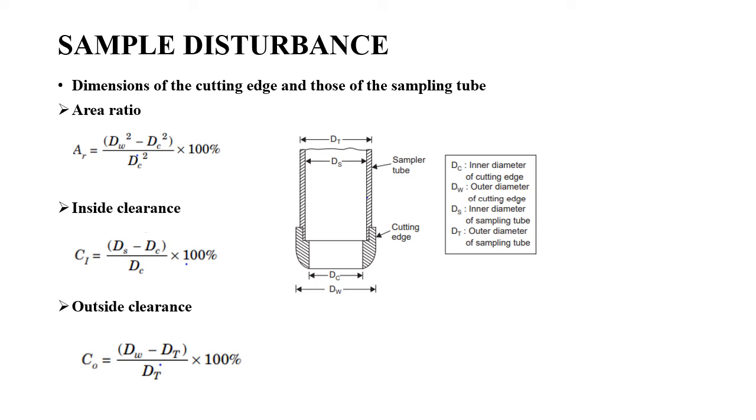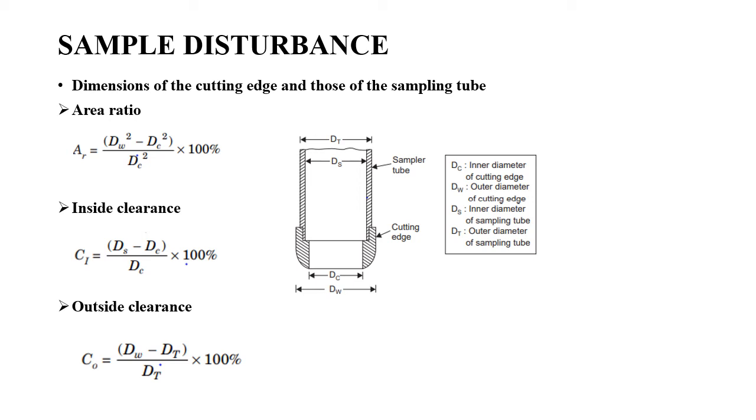Outside clearance is basically found using the outside diameter of the cutting edge, DW, and the outside diameter of the sampler tube, DT. It is calculated as DW minus DT, the whole divided by DT, into 100. Outside clearance should facilitate the withdrawal of the sample from the ground. When you are trying to retrieve the soil sample, the clearance should be such that the sample can be withdrawn from the ground easily.